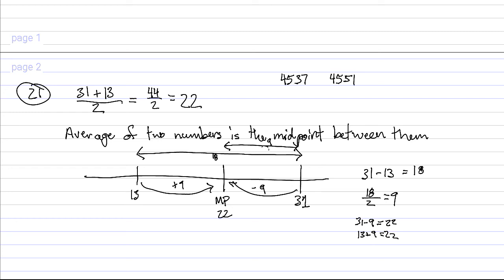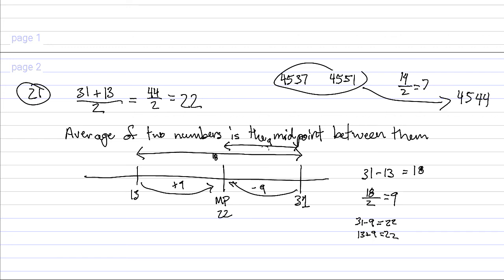51. It's much easier to see that these numbers are 14 apart, divide by 2 equals 7, and to subtract and realize that the average of these two numbers is 44, rather than having to add them as we did here. So the answer is 22.